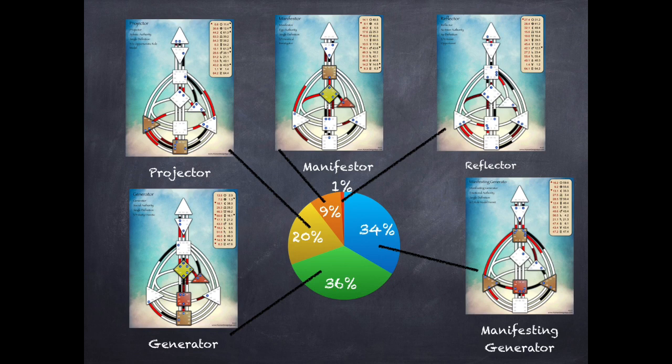As you can see from the diagram, the generator type makes up 36% of all the other types, and is the most common in human design. Now, even though it looks very similar to a manifesting generator type, there are definitely some differences that are important for a generator type to know. And the first one has to do with the motor.